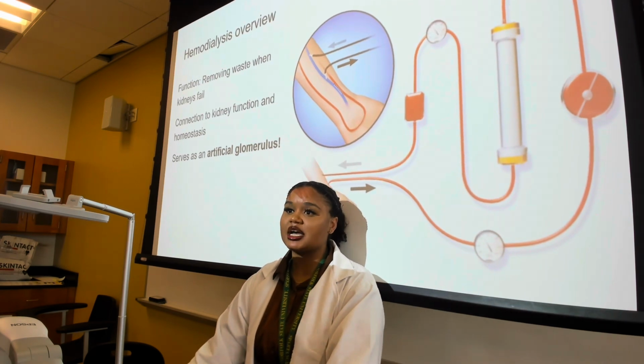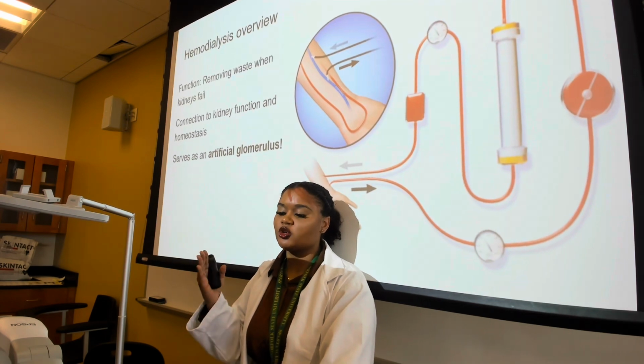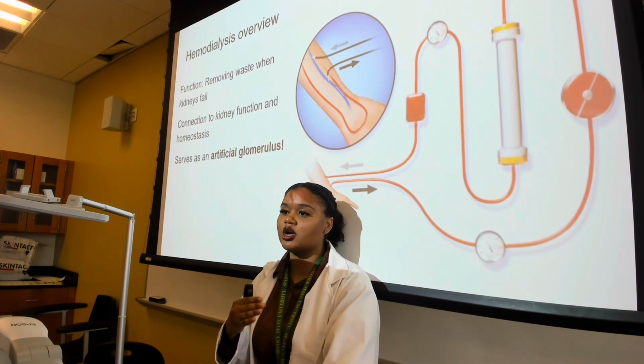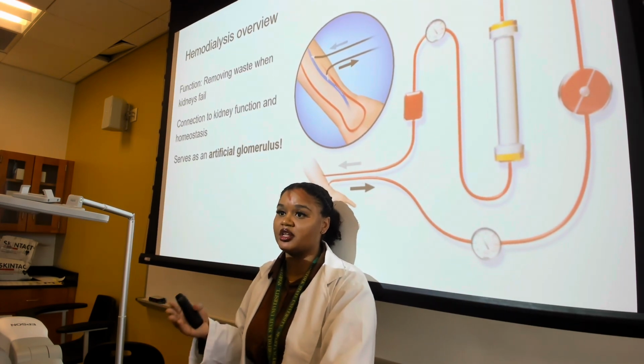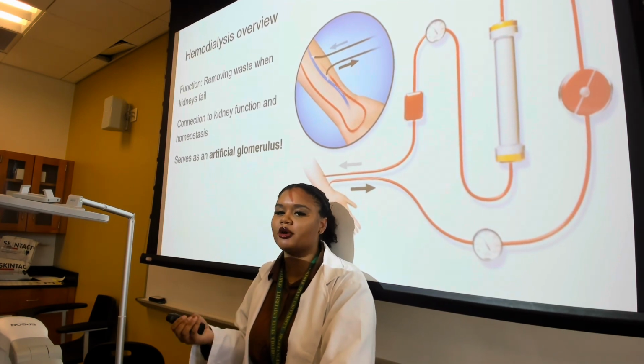And basically, it acts as an artificial glomerulus because, again, we study your eGFR, your glomerular filtration rate. If you have failing kidneys, you have a damaged nephron and therefore a failing glomerulus. So this kind of substitutes that by acting as your artificial glomerulus, okay?